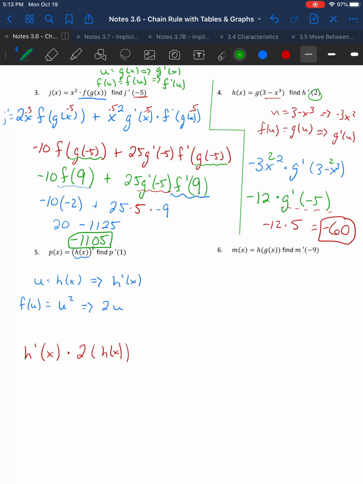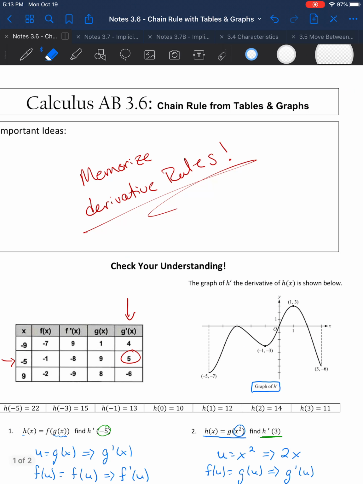u is going to be h of x. That means f of u will be u squared. Take the derivative of each. Multiply them together. That's my derivative. And then I want to evaluate the derivative at 1. So h prime at 1.